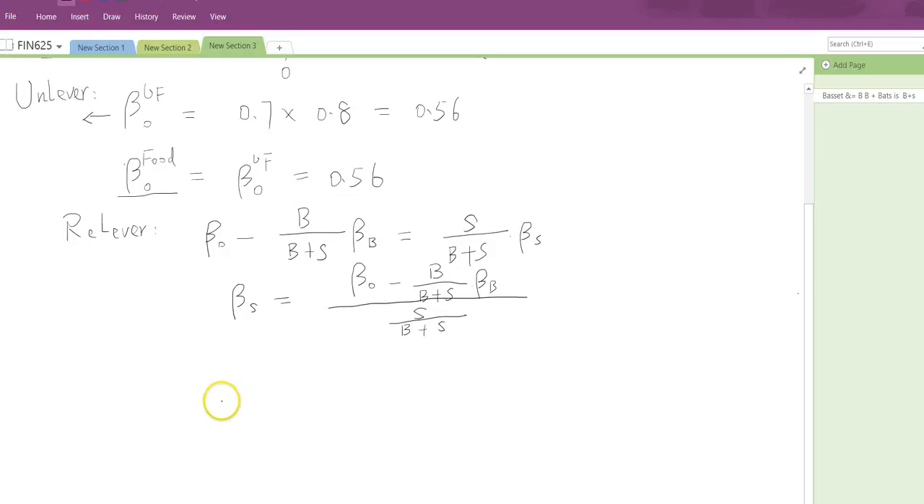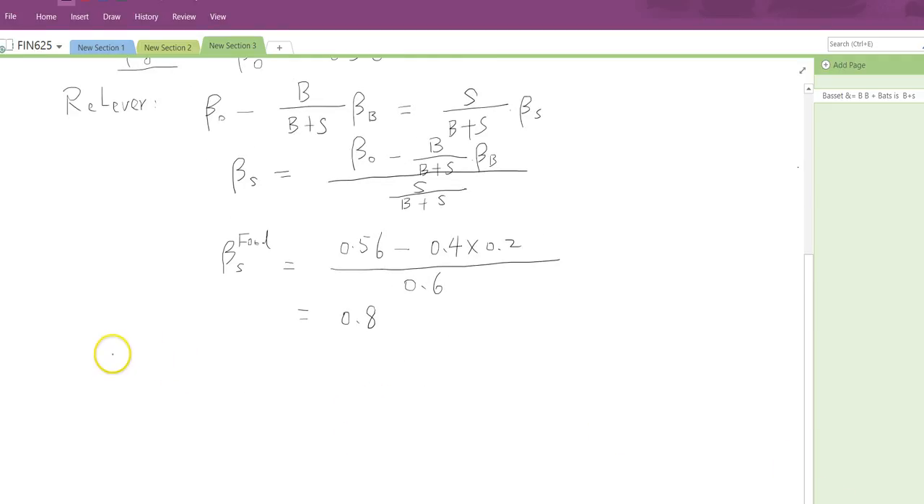Right? So now we can use that for beta S for the food division, which equals, plug in numbers, 0.56 minus 40% times 0.2, over 1 minus 0.4, which becomes 0.6. And if you plug these numbers into your calculator, you can figure out this to be 0.8.